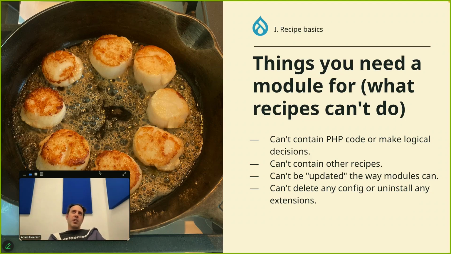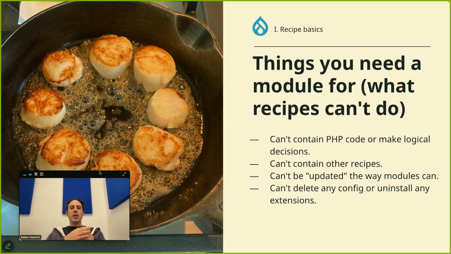A recipe cannot contain other recipes the way modules can contain other modules. Every recipe has to be its own distinct little thing. If you want to ship a bunch of recipes at once, you would create a particular kind of composer package called a meta package, which is just a composer package that has dependencies for the purpose of bringing in all those dependencies. Recipes also, because they are not something that sticks around, don't have an update path.